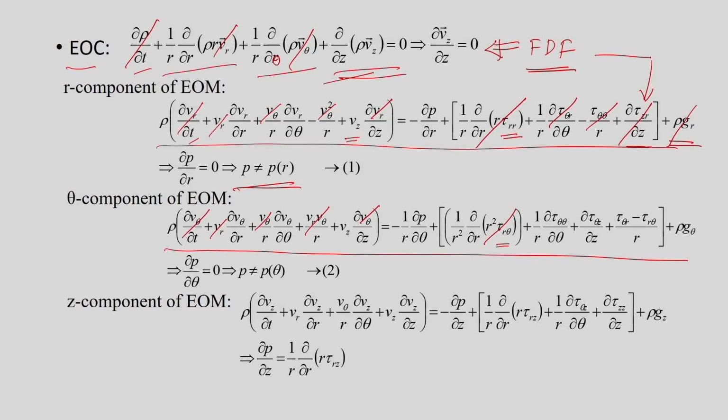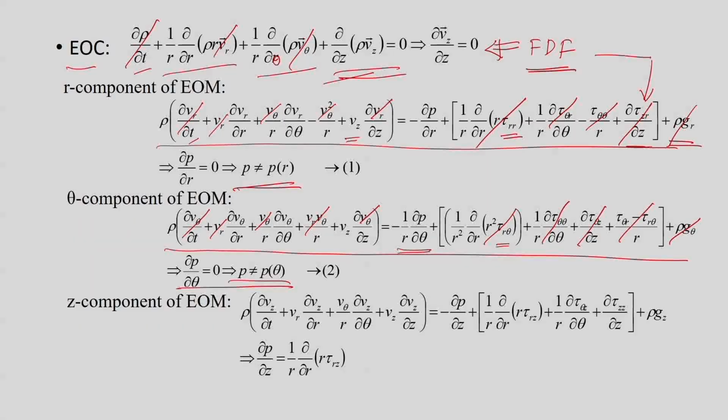Tau θθ has only a Vθ term, which is not existing, so this term is also 0. And then because of fully developed flow, this term is also 0. And these two terms are 0 for symmetric flow problems. And then there is no gravity term here as well. So what we get, only this term remaining, that is ∂P/∂θ is equal to 0. That means pressure is not a function of the theta direction as well. So that is what we get.